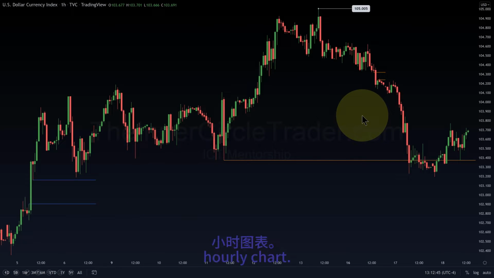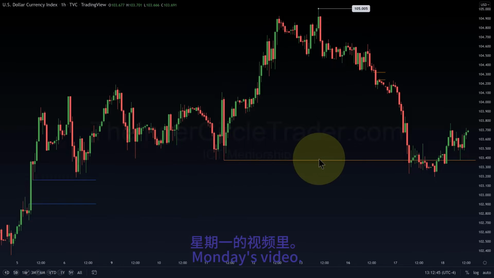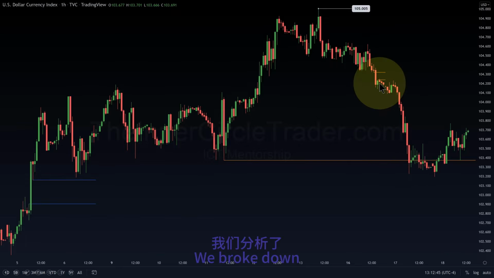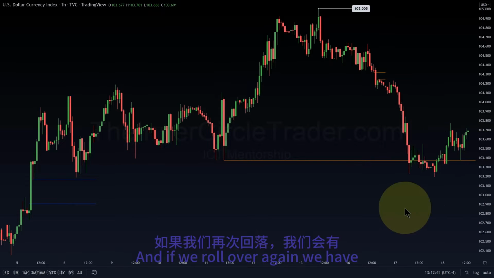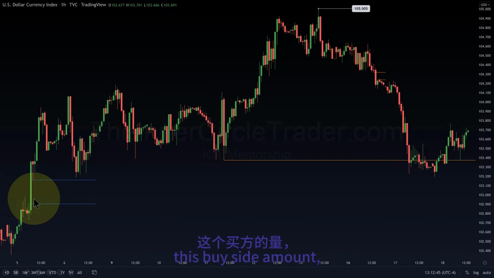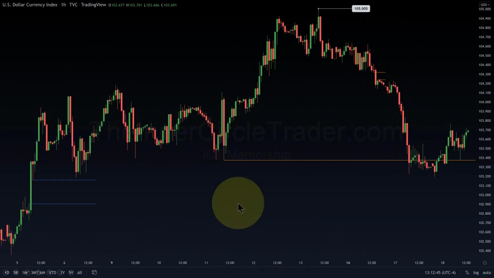All right, hourly chart. You can see we swept the relative equal lows. I mentioned this on Monday's video. We broke down institutional order flow entry drill here. And then if we roll over again, we have this buy side imbalance, sell side inefficiency, and the sell side liquidity resting below here.